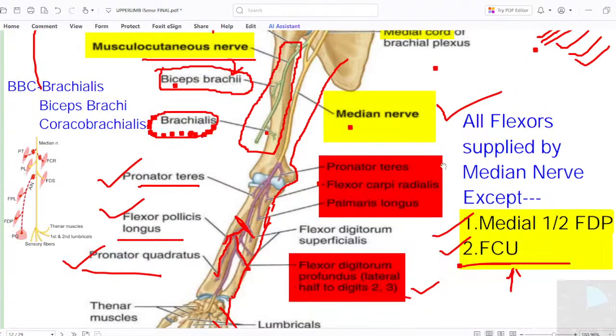Now we came to know that all flexors are supplied by the median nerve except the flexor carpi ulnaris and the medial half of the flexor digitorum profundus.